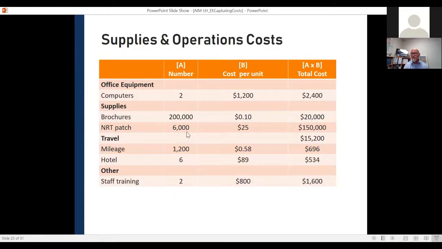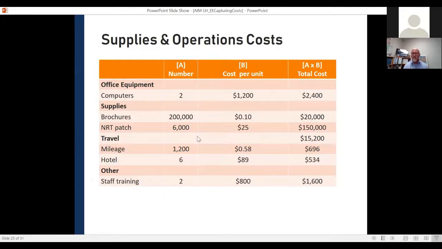If we're talking smoking cessation, we might be making nicotine replacement therapy available for free, and we give out 6,000 boxes per year. Each one of those boxes costs $25, and it costs our program $150,000 to provide those free patches.